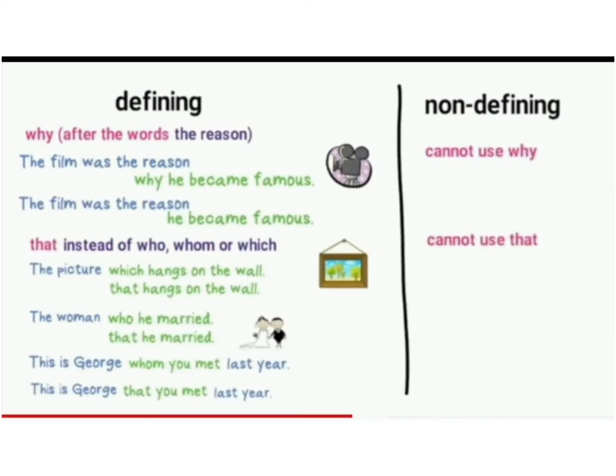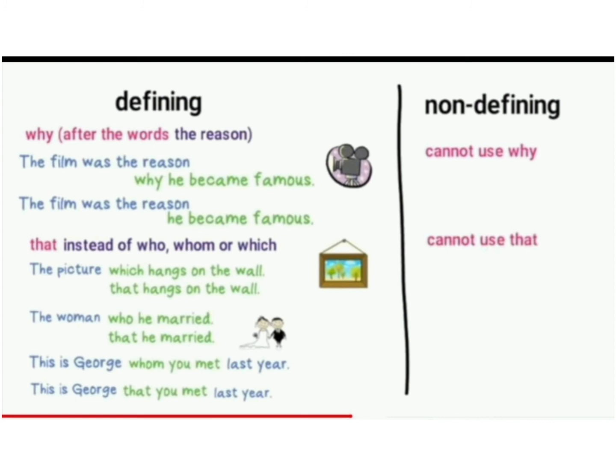Why cannot be used in non-defining relative clause. The film was the reason why he became famous. The film was the reason he became famous.